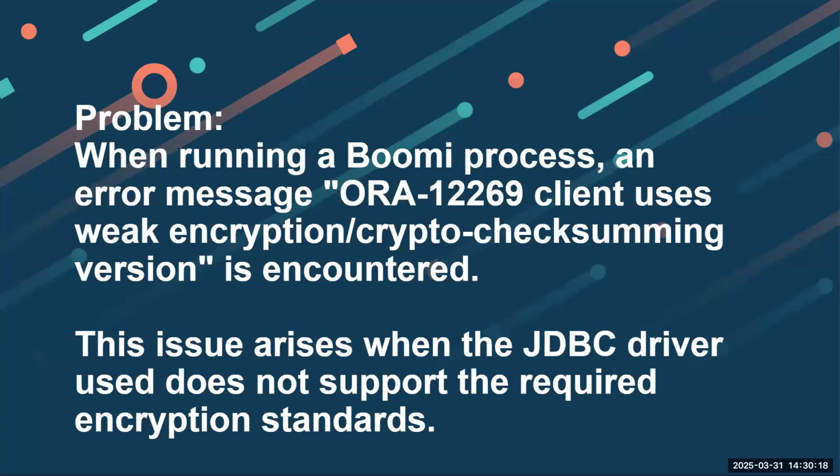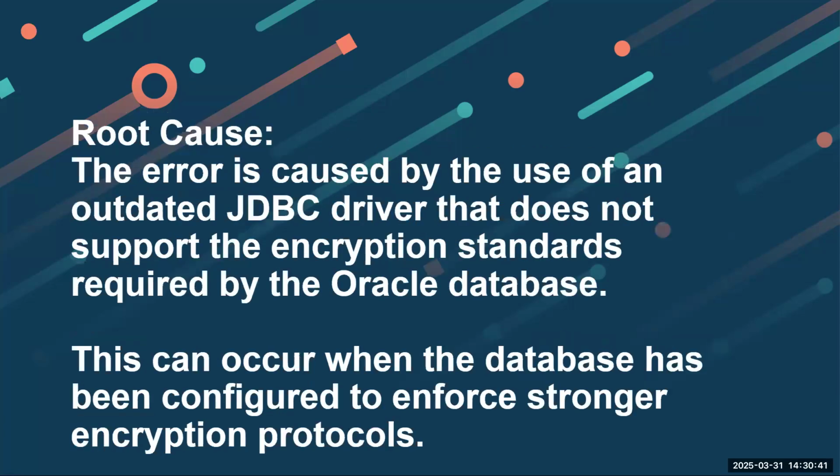You'll see an error message ORA-12269. Client uses weak encryption/crypto checksumming version. If you encounter this error, it usually means that the OJDBC driver that you're using does not support the required encryption standards, which typically means that you're using an older OJDBC driver and might need to upgrade it.